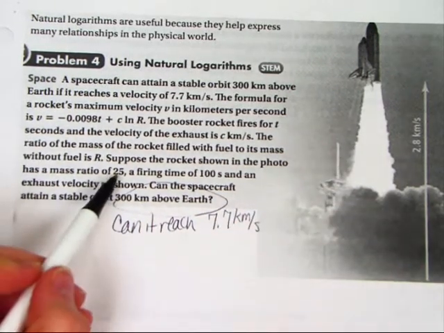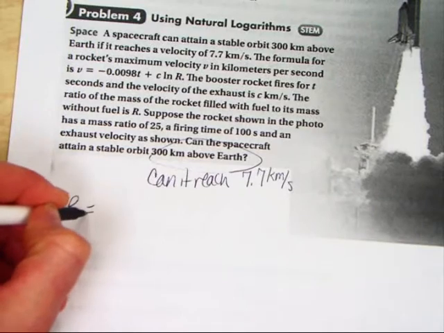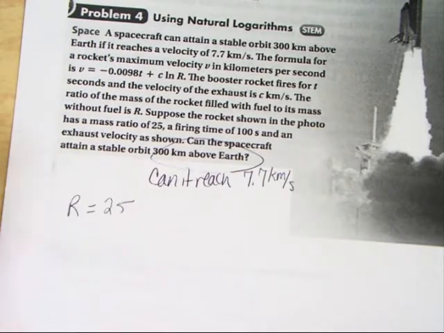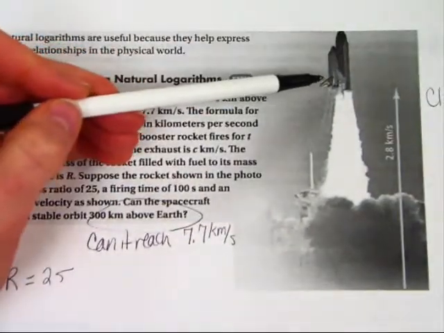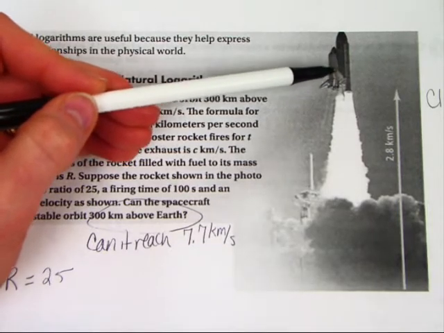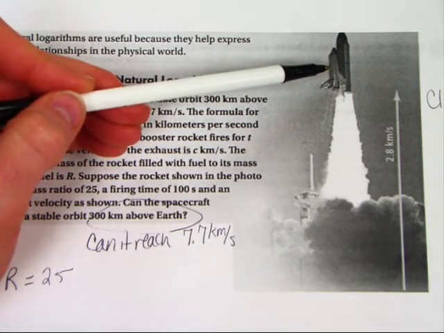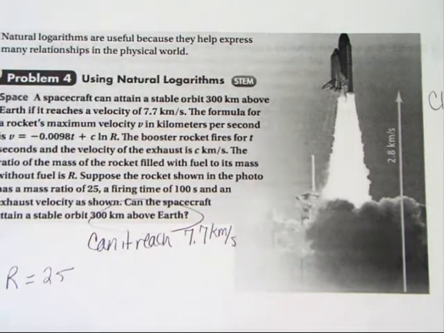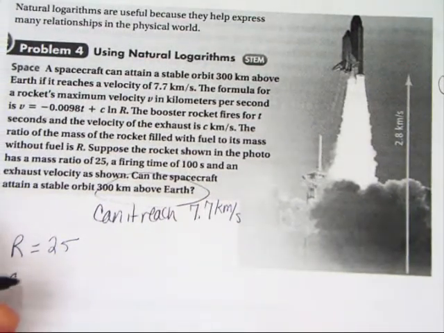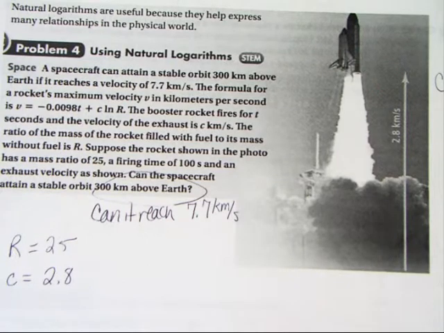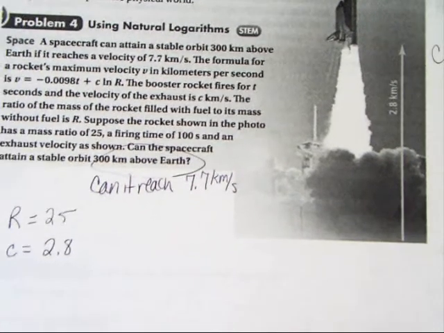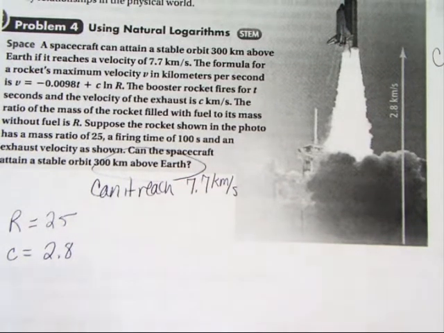The mass ratio we use is the letter R, and they're telling us in this problem that the mass ratio is 25. But what does that mean? That means that the rocket filled with fuel is 25 times heavier than if it didn't have any fuel at all. They're telling us also in the picture that the exhaust velocity is 2.8 kilometers per second. And now we just need to plug it into our equation and figure out if we get this 7.7.